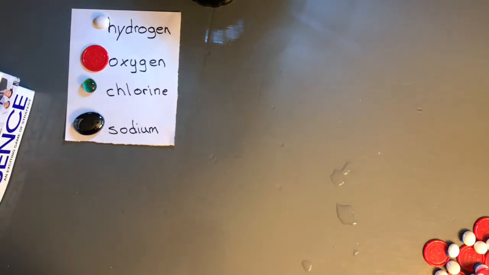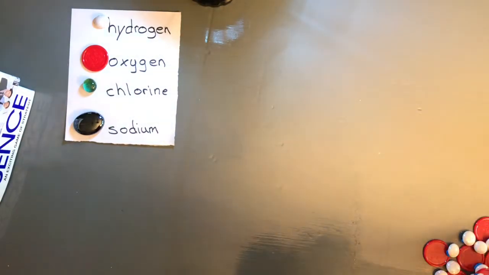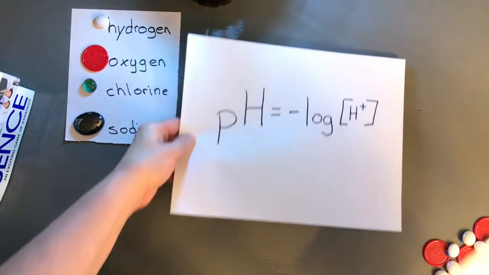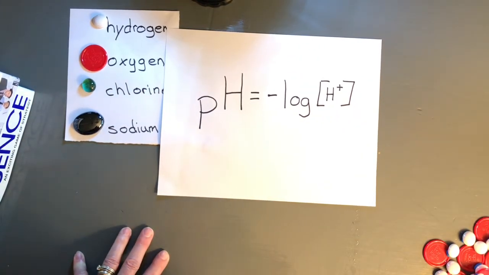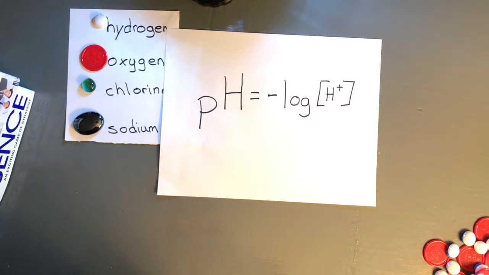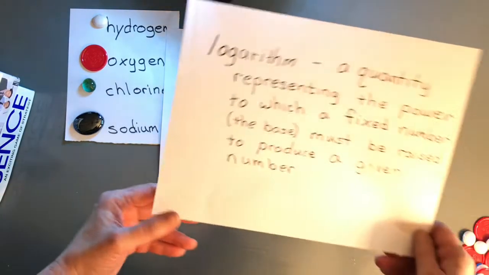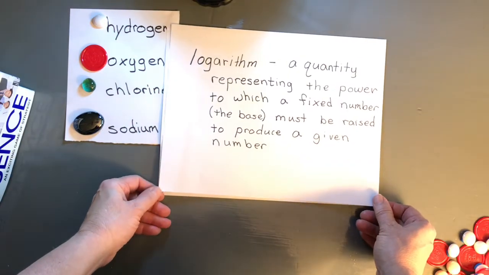So the numbers that we're talking about are very small. And the way that we refer to this is using logarithms. The mathematical definition of pH is negative the logarithm of the concentration of hydrogen ions. We just talked about what hydrogen ions are. Logarithms is a mathematical term.